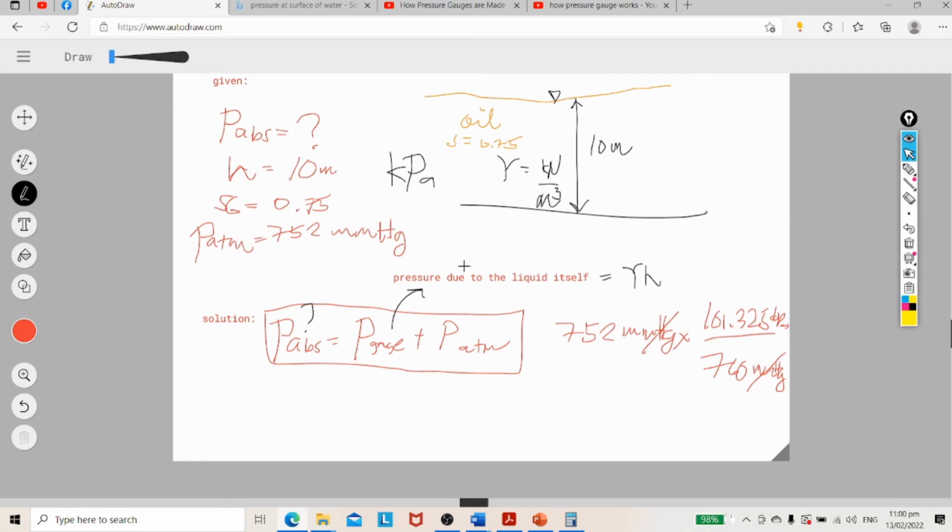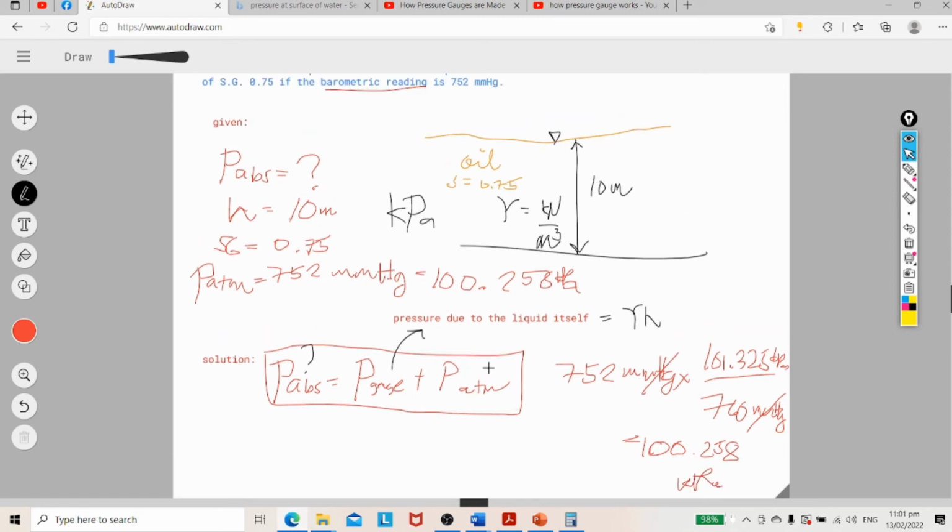O di ang atmospheric pressure at kPa is 100.258 kPa. Kilopascal na yan ha. So, meron na tayong nakakilopascal na atmospheric pressure.